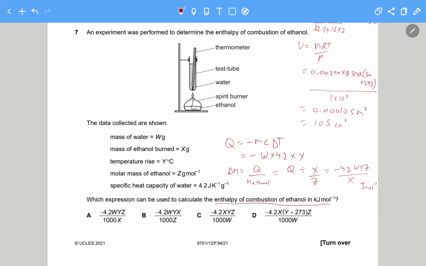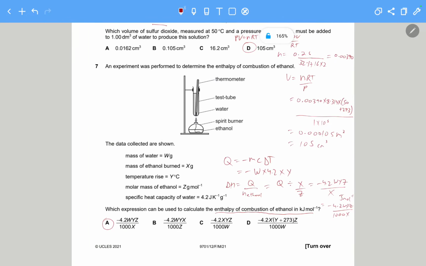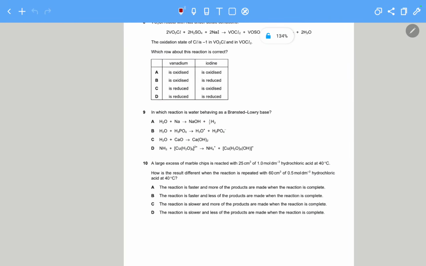Remember, we have still not converted the value to kilojoules, so this is only in joule per mole. And then we divide this by 1000 to get it in kilojoules per mole. So we get minus 4.2 WYZ over 1000 X kilojoule per mole. And therefore the answer is A. Now we move on to the next one.